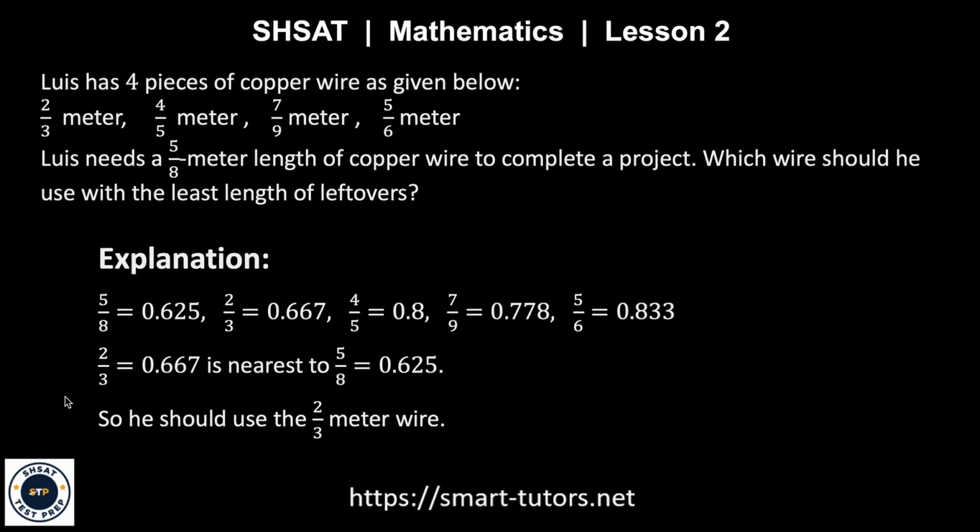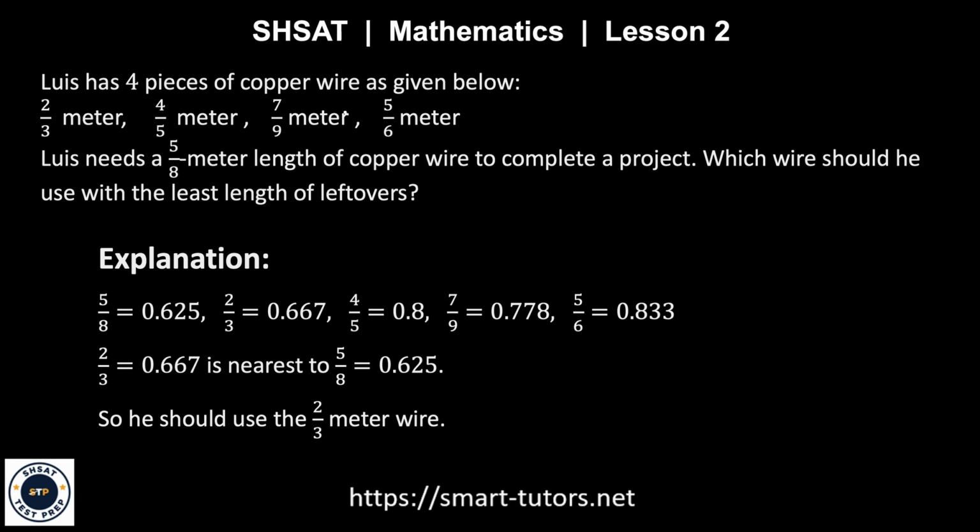Now here is a practice word problem. You could try. Louis has 4 pieces of copper wire as given below: 2/3, 4/5, 7 over 9, 5/6. Louis needs a 5/8 meter length of copper wire to complete a project. Which wire should he use to have the least length of leftovers? This is all fractions, so you need to compare the fractions. You could find the common denominator, then compare.